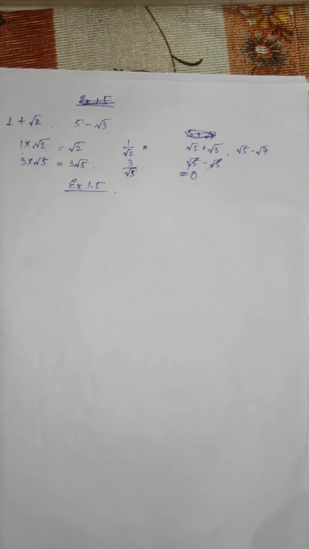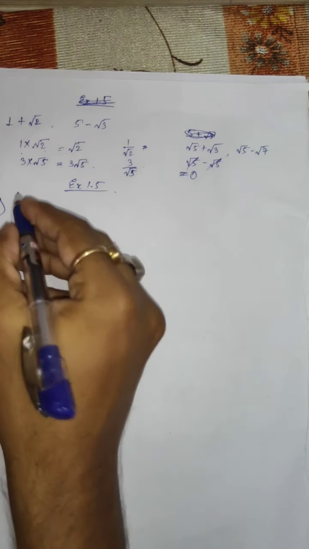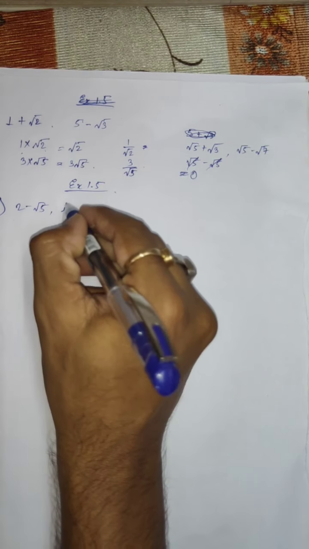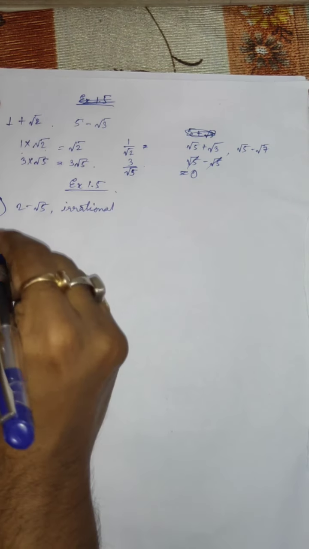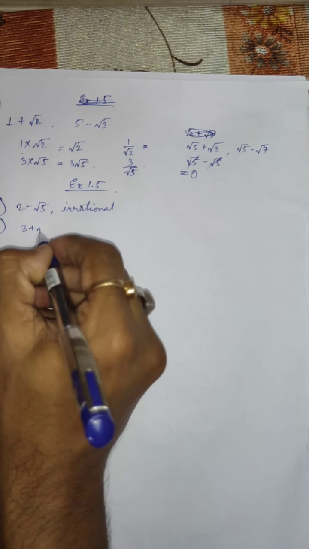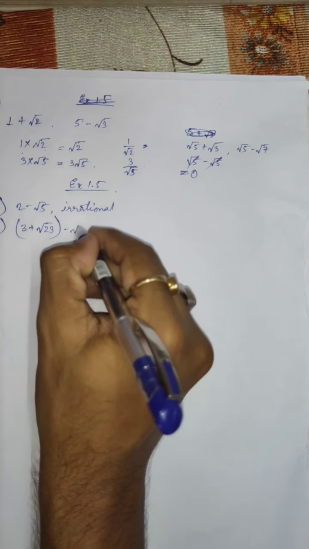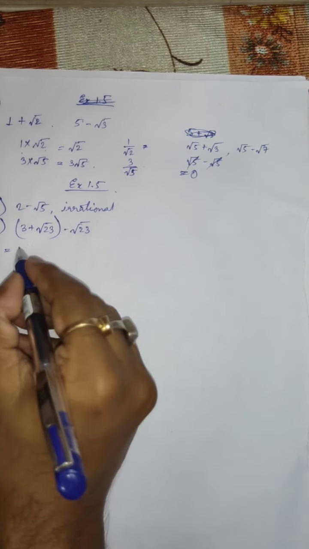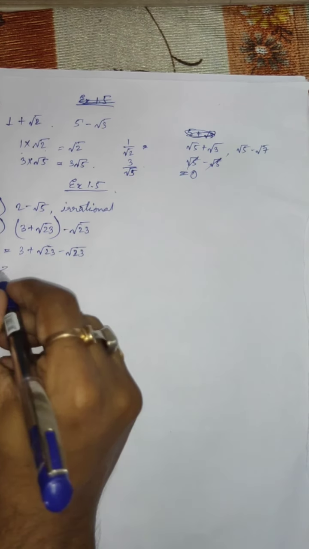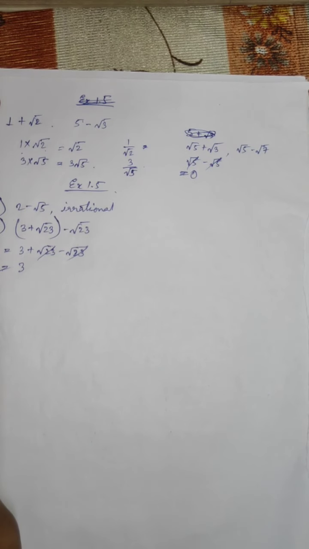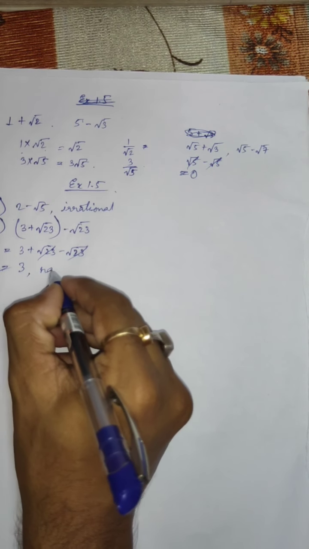See, refer to your book. Question number 1: classify the following numbers as rational and irrational numbers. So number 1, 2 minus root 5. 2 minus root 5 is definitely an irrational number. Then number 2, 3 plus root 3 minus root 3. If I simplify, then the result will be different. The result will be 3. So this is not an irrational, this is a rational number.